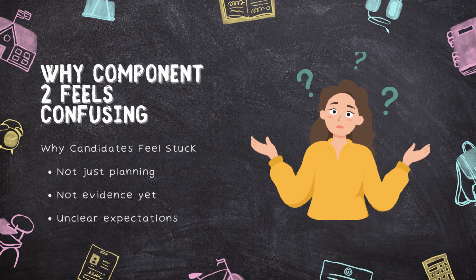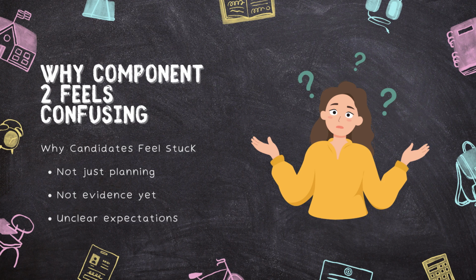Component 2 sits in an uncomfortable space between planning and evidence. It's not just describing a lesson, and it's not proving learning the way Component 3 does. Many candidates struggle because they try to write Component 2 like a lesson summary or like evidence analysis, neither of which fully meets the scoring expectations.